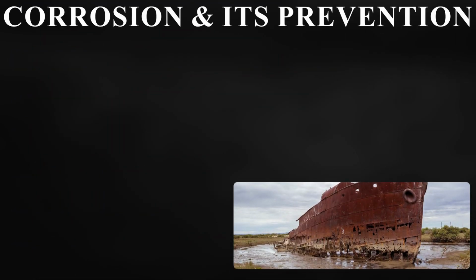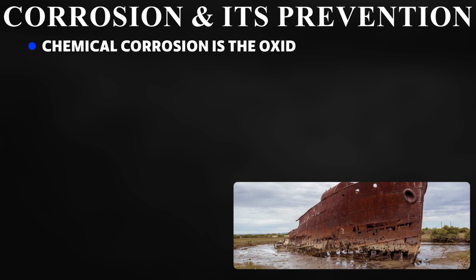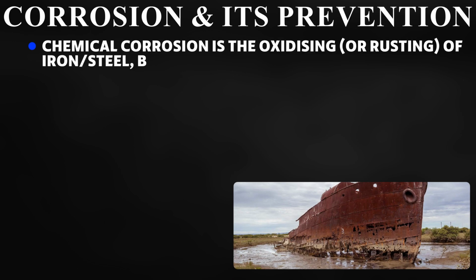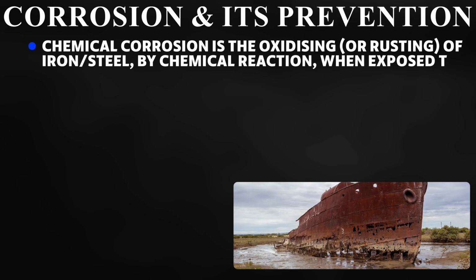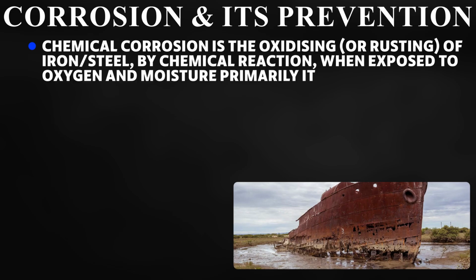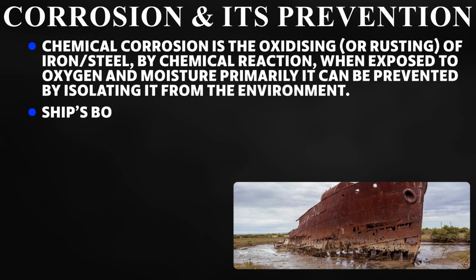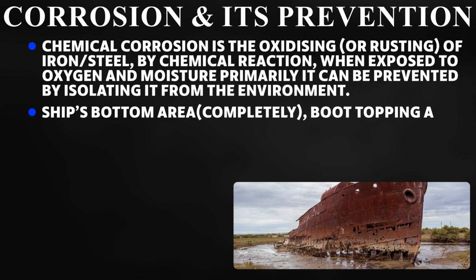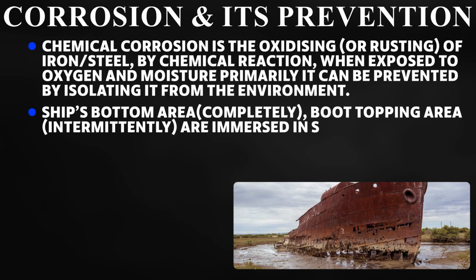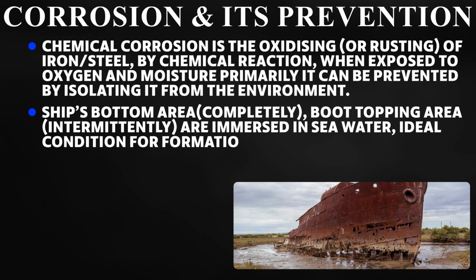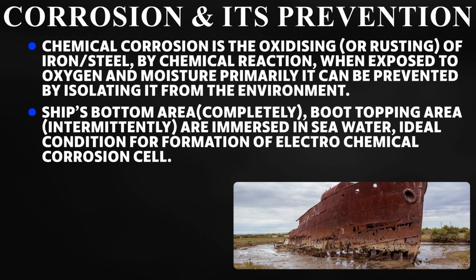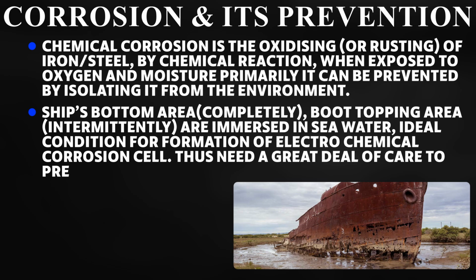Corrosion and its prevention. Chemical corrosion is the oxidizing or rusting of iron/steel by chemical reaction when exposed primarily to oxygen and moisture. It can be prevented by isolating the metal from the environment. The ship's bottom area, completely, and the boot topping area, intermittently, are immersed in seawater, an ideal condition for formation of an electrochemical corrosion cell. Thus a great deal of care is needed to prevent excessive corrosion.